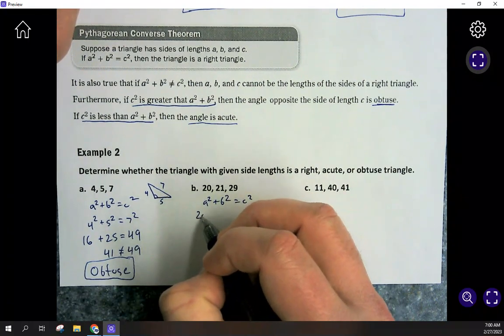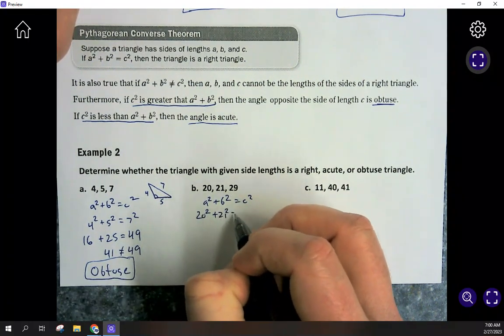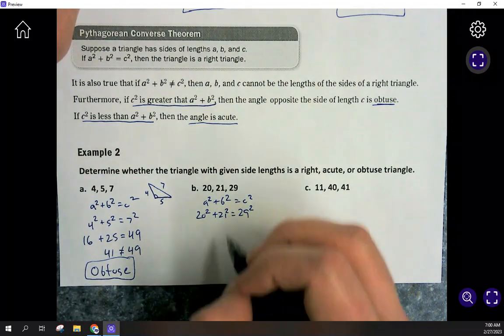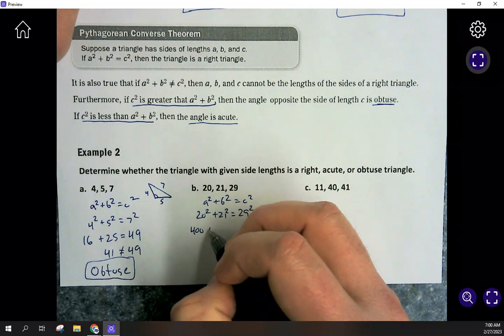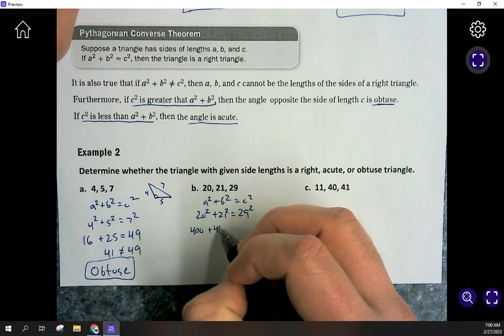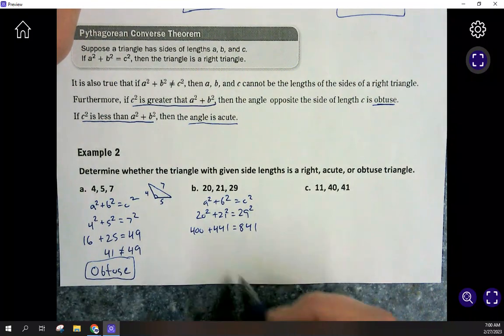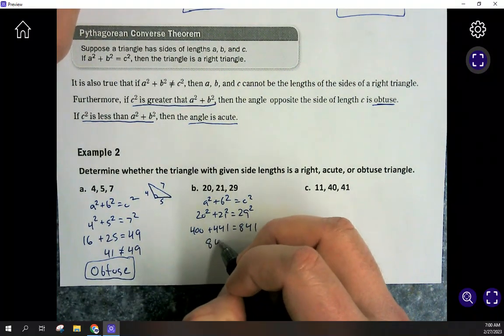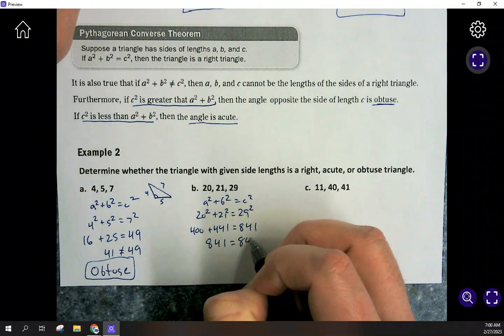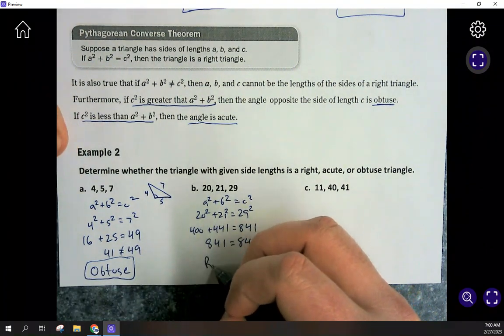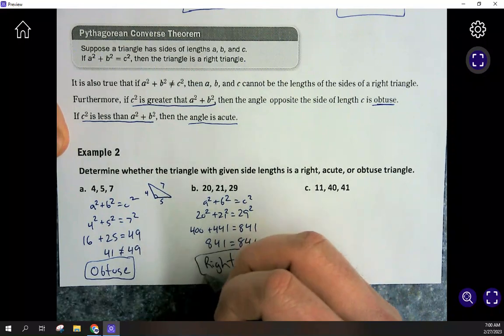Let's drop these numbers in. 20 squared, 21 squared. I put 29 in for C because it's my largest number there. Already got these run. Let's just drop them in. You would do it in your calculator. Those are those numbers squared. Left side simplifies to 841, which does equal 841. So we know that these side lengths form a right triangle.